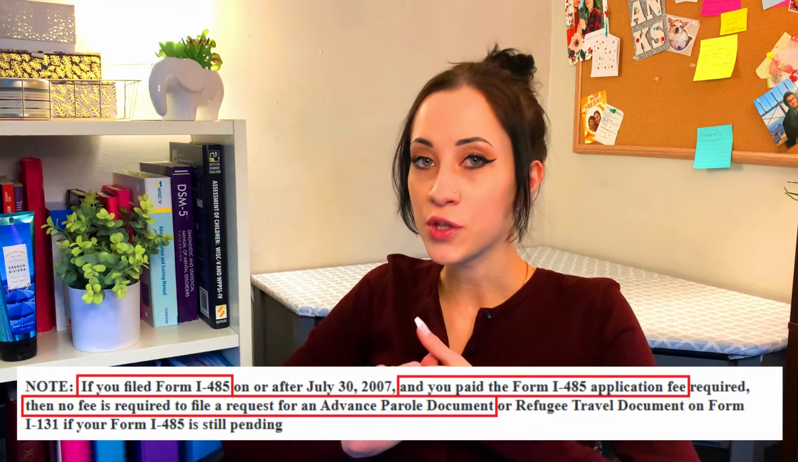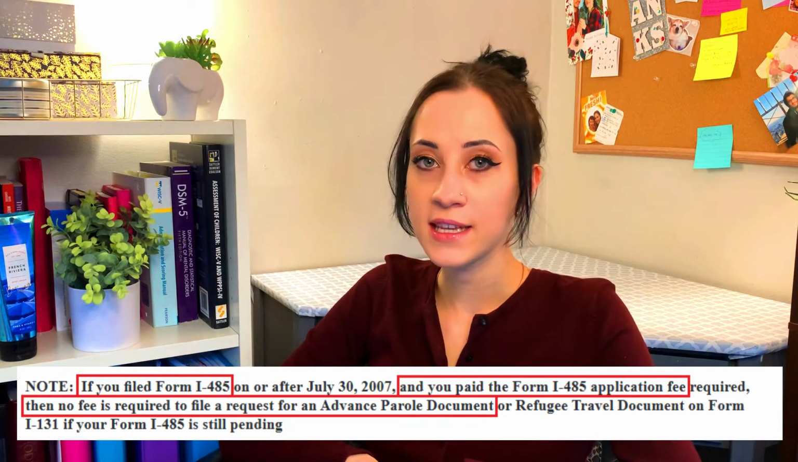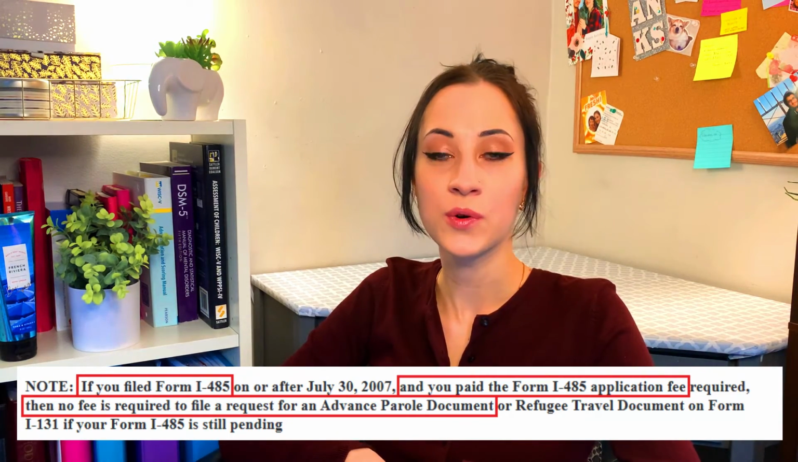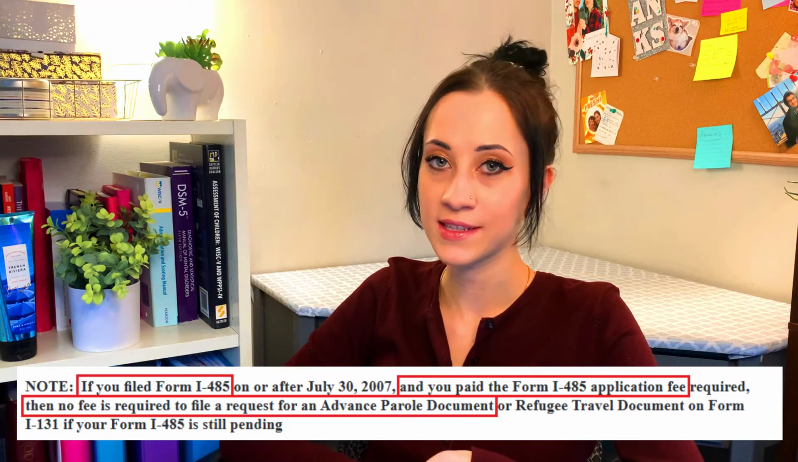Another thing to remember is even if you have an advance parole document, it still does not guarantee you admission to the United States. And a lot of people, unfortunately, do have a lot of questions asked of them when they come back to the United States with the advance parole document. They may want to know the reason you had to travel outside of the United States. An advance parole document is only valid for 1 year. If you have to renew your advance parole document, you do not need to pay an additional fee while your I-485 application is still pending.